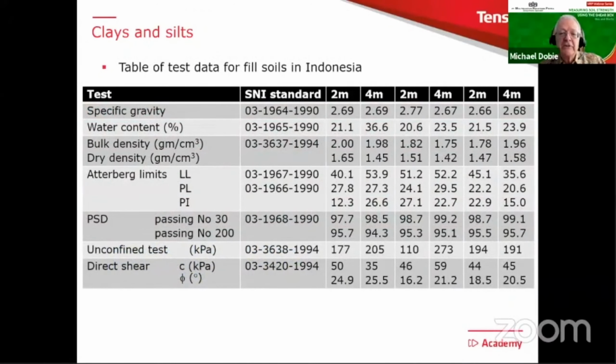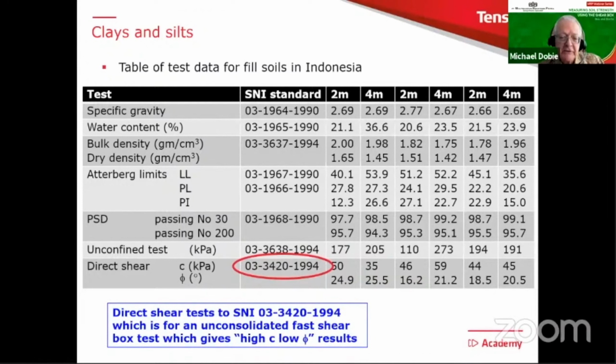Here is some data from a fill soil in Indonesia. Lots of nice data there, all the information we'd like to know. Unconfined test towards the bottom, and it's got some quite high values, so it's quite a stiff clay. And we've got C and phi. And what do we see? High C, low phi. But if we look at that particular SNI standard there, it is for an unconsolidated fast shear test. And therefore it gives high C, low phi.